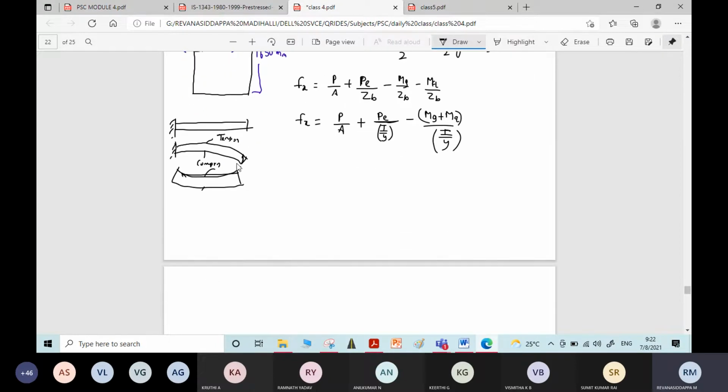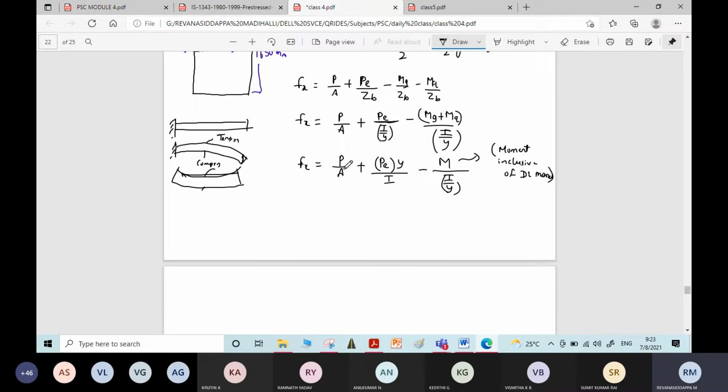Now, in another step, I will rewrite the final equation: fx equal to P by A plus, you take I to the numerator, P e into Y divided by I, minus mg plus mq, I will consider it as M whole, divided by I by Y. Okay, moment inclusive of dead load moment.